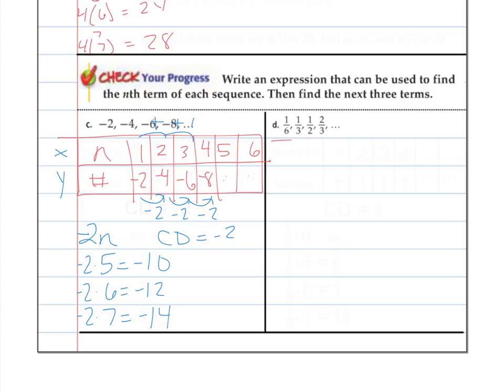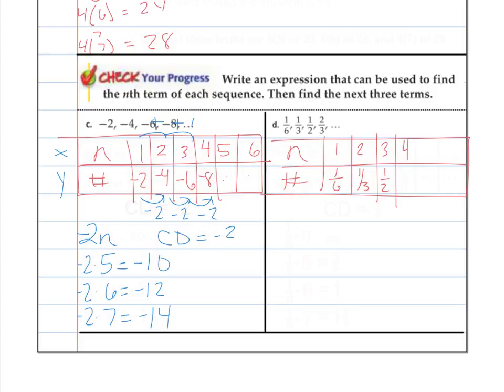Over here, please don't let the fractions scare you. Set it up as normal. What is the nth term and what number does that yield? First one, we have 1/6. Second number, we have 1/3. Third number, we have 1/2. The fourth, we have 2/3. We're wondering what the 5th, 6th, and 7th are.